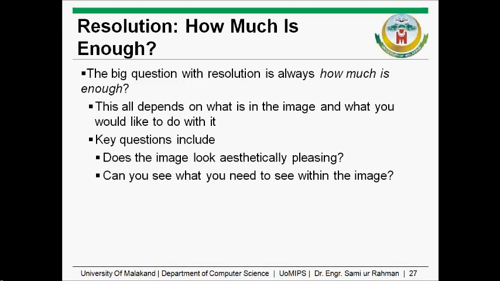Similarly, for storage purposes, if you take images with very good quality, then you will face a storage problem. You will need a lot of space to store these images. So the question would be, what value of resolution is sufficient? Okay, this depends on the application, for what purpose you acquire images.